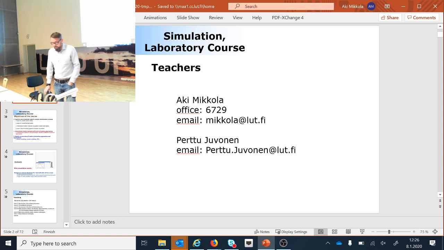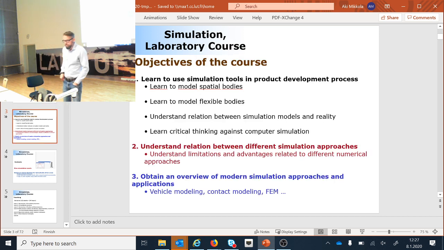All right. If you want to contact me, please send me an email. Or if you want to meet me in person, my office is located in building number 6, 7th floor, and the office number is 6729. And of course, all the material, like in the previous case, will be available in the Moodle database. Okay.